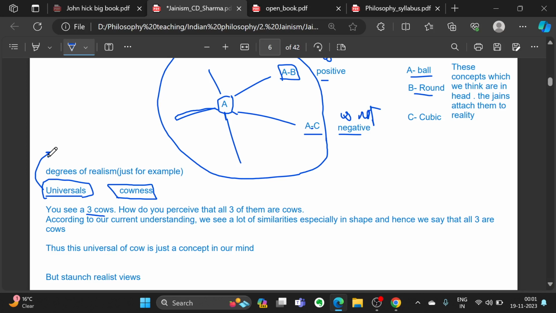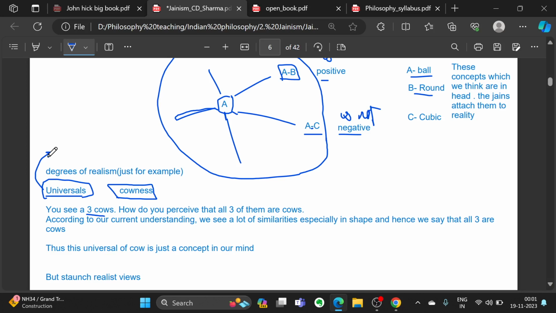Similarly, when you see three different kinds of cars, one might be a BMW, one might be an Audi, one might be a Hyundai. They are very different, but you still classify them under an abstract concept of a car. Why is it so? Because they have a similar kind of shape, similar kind of functionality, and all those kinds of things. This is a common sense realistic view that even though objects exist, when we talk about universals, it's just a concept inside our head. That concept does not have any objective reality.